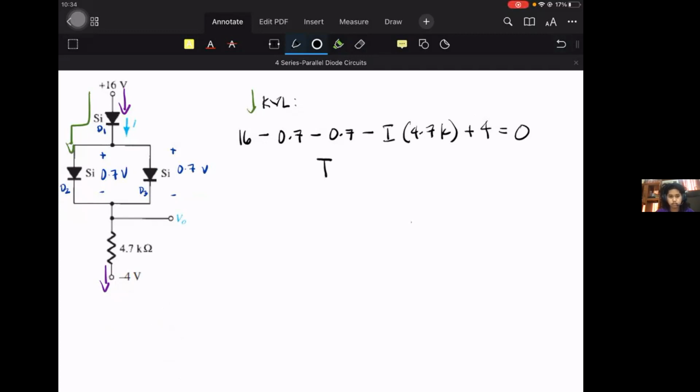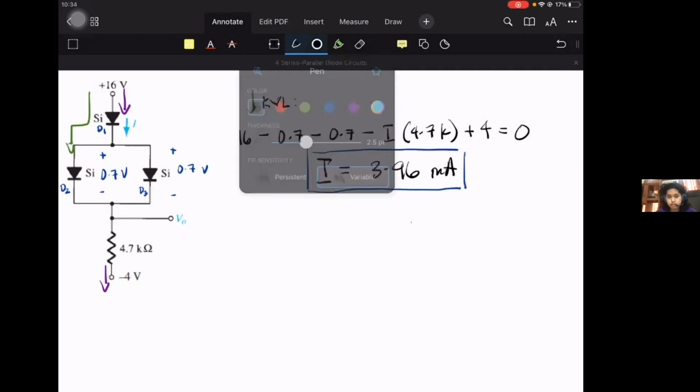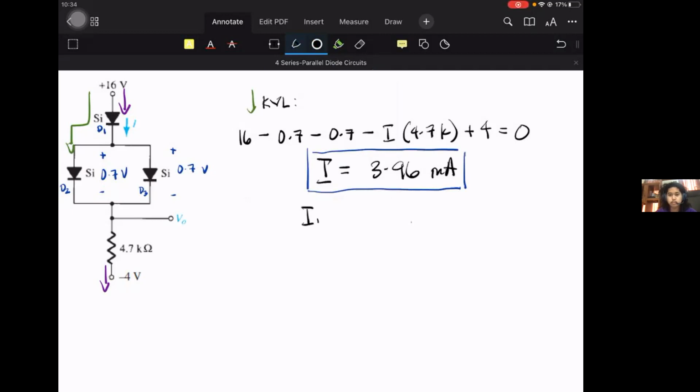I, no? One equation. So how much is I? 3.96, sir. 3.96 milliamperes. Okay. So that's also the current of our silicon diode 1, 3.96 milliamperes. But that's not the current for our ID2 and ID3.